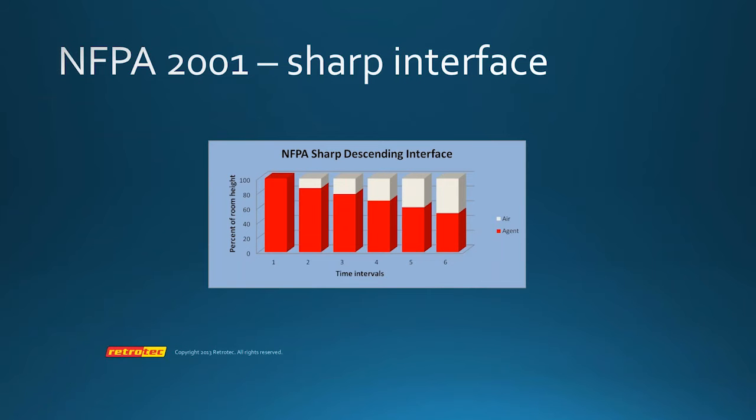So the NFPA has always used what they call the sharp interface, which says that as the agent leaks out, there's an air layer that forms above and an agent layer down below, and the agent stays at the initial concentration and the air is 100% air. We know that there is some mixing. I don't think I have the other slide that shows that, but ISO says that there is a wide interface that forms and it keeps expanding. We found out in our study that's not quite the case, that there is a little bit of fuzziness across the interface where it transitions from air, and it does have a certain thickness, but the actual thickness is much less than the ISO standard had predicted.